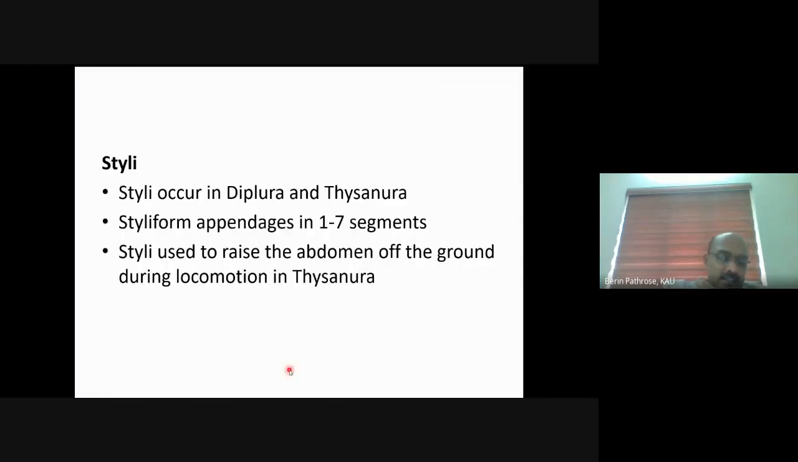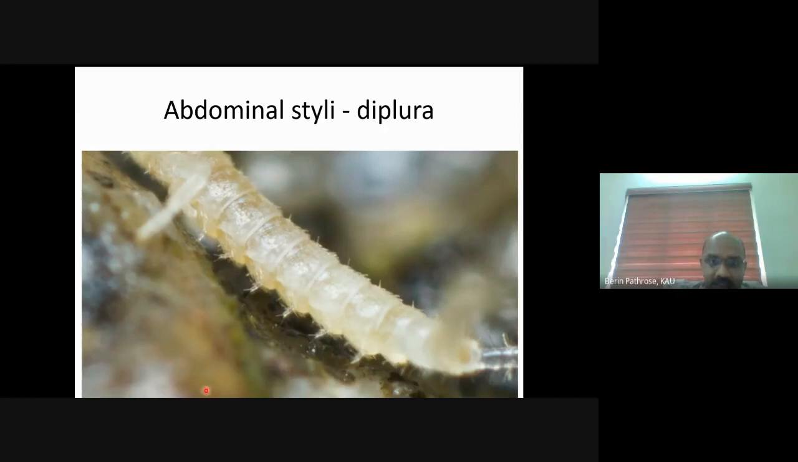Coming to the next, that is styli. Styli are usually seen in another group of non-insect hexapods, that is Diplura, and also in Thysanura. All the segments from 1 to 7, that means all the pregenital abdominal segments, have styliform appendages. Styliform means very small appendage. You can see this is a picture of a Diplura. You can see very small appendages over here.